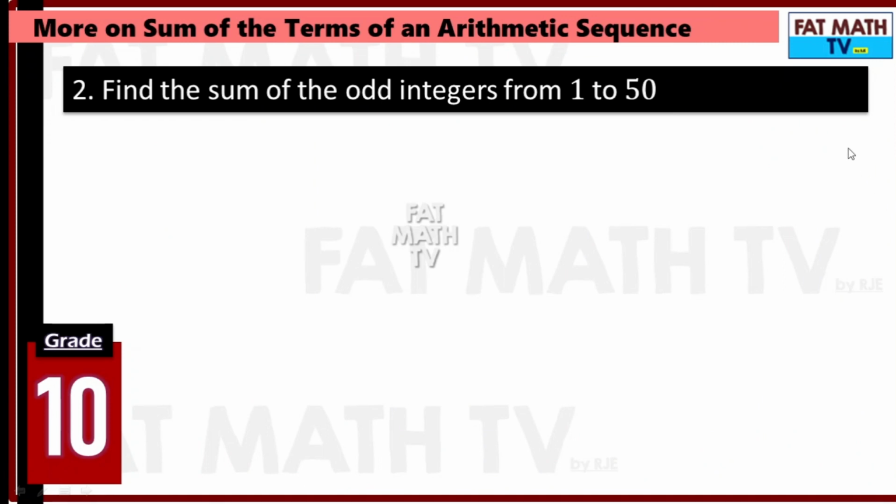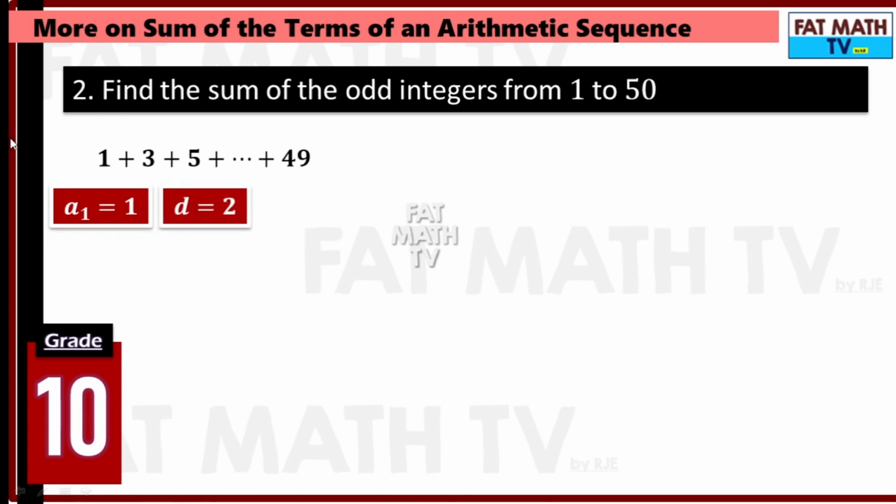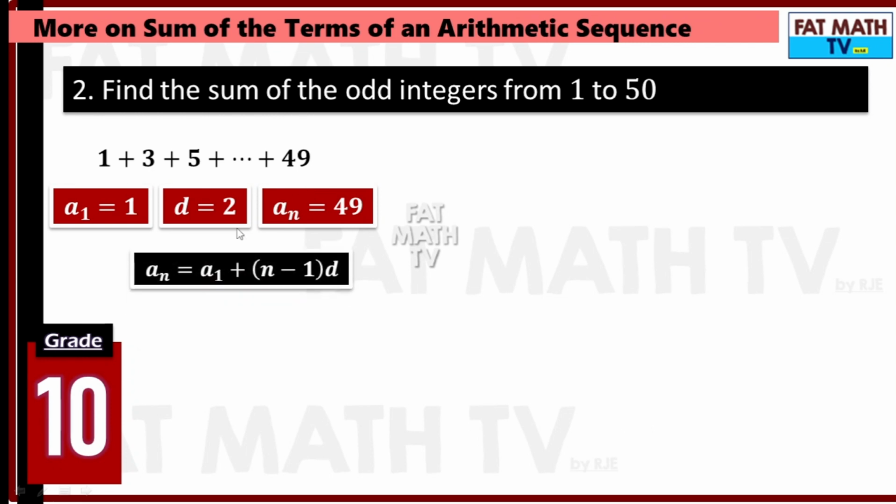Number 2. Find the sum of the odd integers from 1 to 50. So what are the odd integers from 1 to 50? They are 1, 3, 5, 7, and so on up to 49. So the first term is 1. The common difference is 2. That is 3 minus 1, or it can also be 5 minus 3. And a sub n is 49. So that's the last term. The nth term is 49.